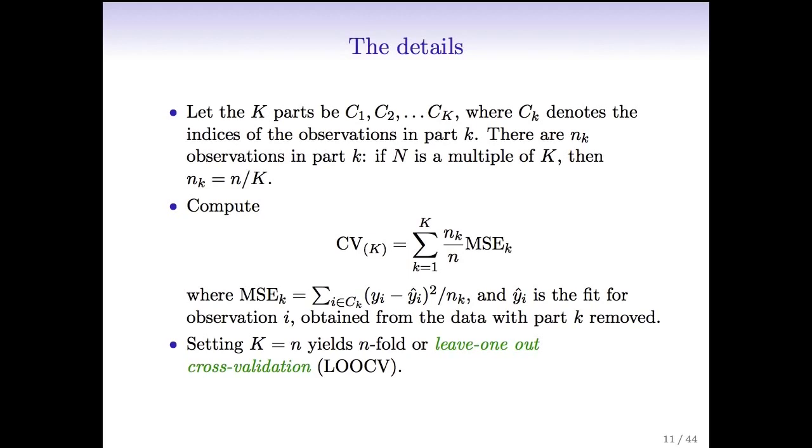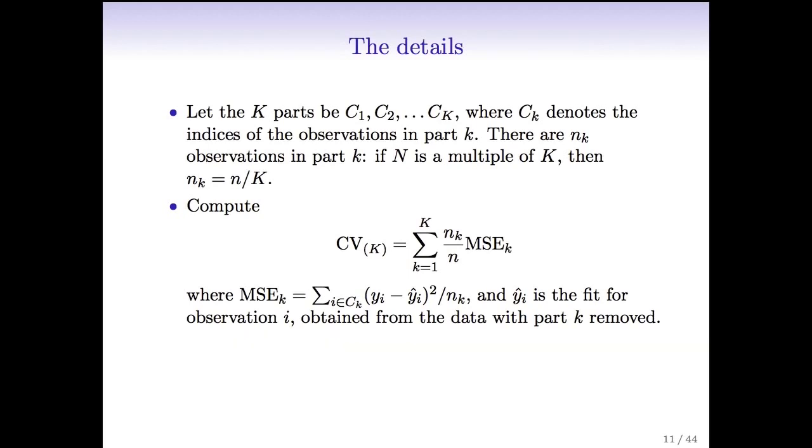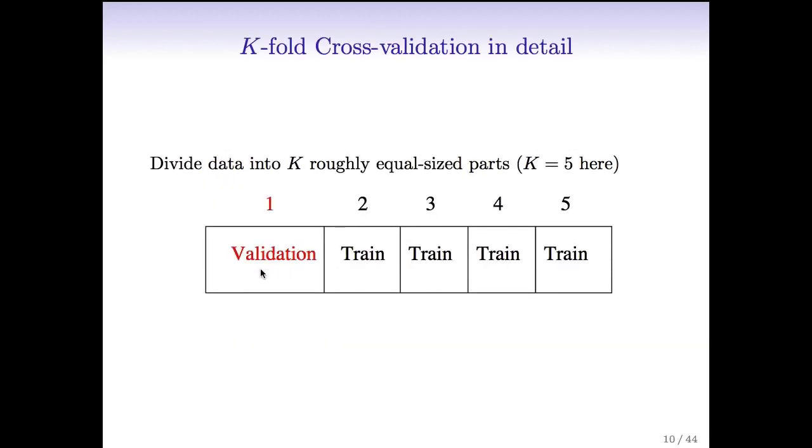And a special case of this is leave one out cross-validation, where the number of folds is the same as the number of observations. So that means in this picture, that would be 1 box per observation, and in leave one out cross-validation, each observation by itself gets to play the role of the validation set. The other n-1 are the training set.